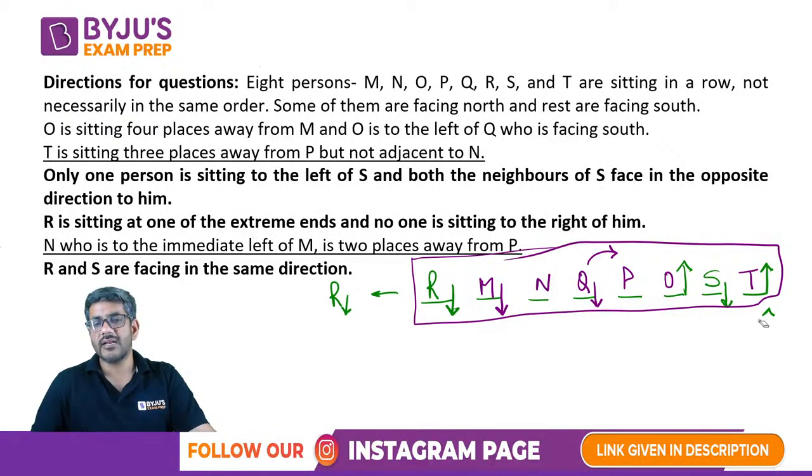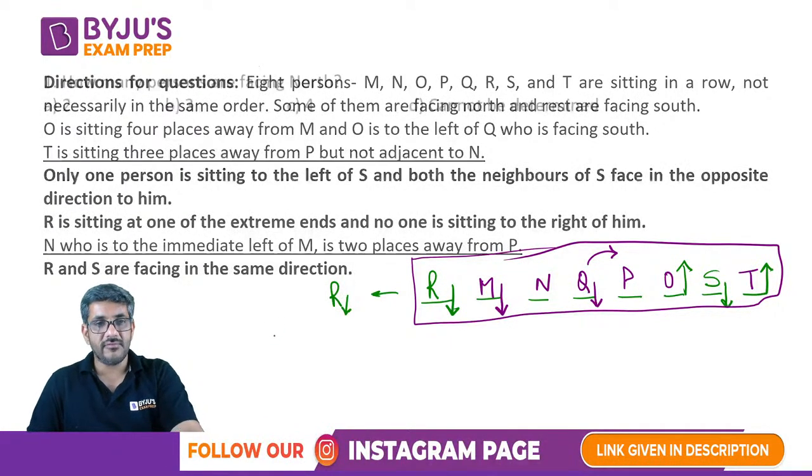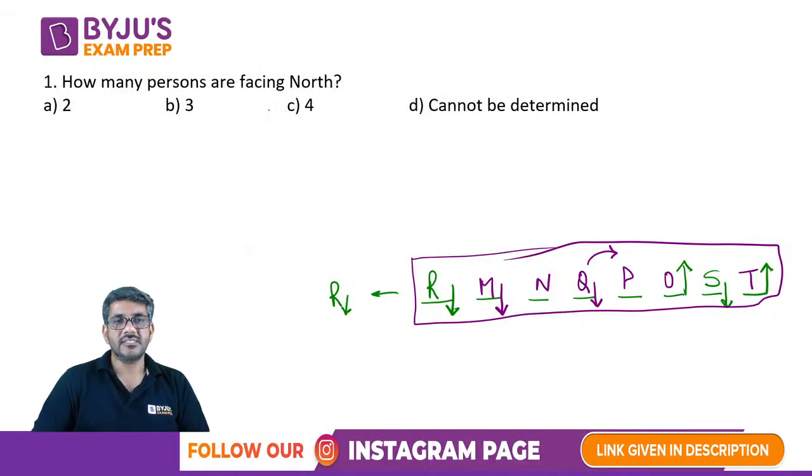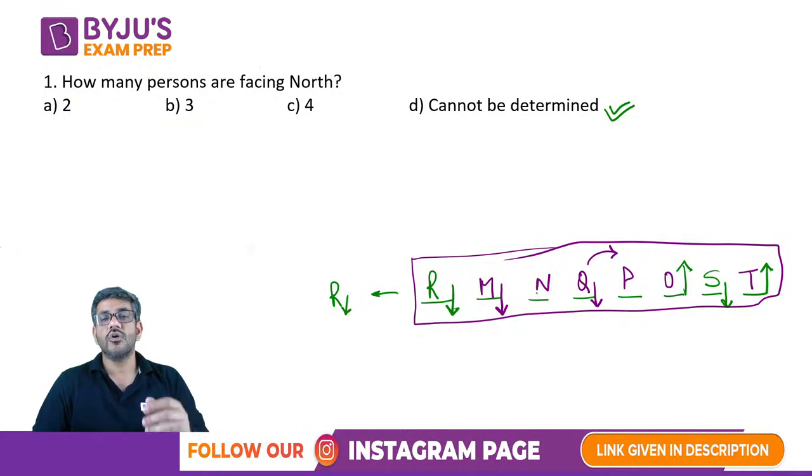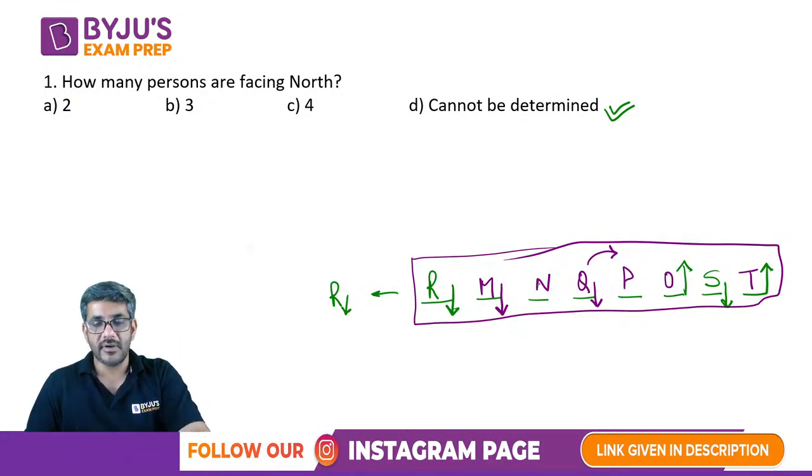Let's just have a look at the questions now. I am sure that all of you have understood this very well. If there is any question, you can tell me, guys. So let's have a look at the questions one by one. The first question: how many persons are facing north? We don't know how many. The answer is cannot be determined, because neither do we know about N nor about P, who is facing north. So therefore cannot be determined.